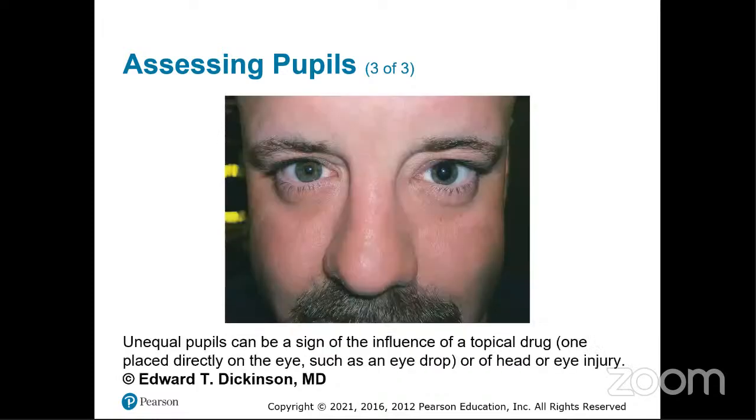So it can be signs of topical drug use, one placed directly on the eye, such as an eye drop, or a head or eye injury. So if you're seeing this in somebody that's just sitting at home and said, I don't feel good, and you come in and they have unequal pupils, what's our first thought? Medication or a trauma? Probably medication, okay? If you see unequal pupils in a car wreck, where are we going for? Trauma, okay? So where are you going to feel, as you palpate, where's usually the place on the skull that they get hit that causes a pupil constriction or eye problem?